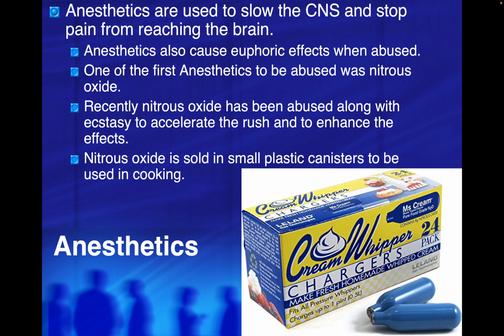Anesthetics are used to slow the central nervous system and stop pain from reaching the brain. Anesthetics also cause euphoric effects when abused. One of the first anesthetics to be abused was nitrous oxide. Recently, nitrous oxide has been abused along with ecstasy to accelerate the rush and to enhance the effects. Nitrous oxide is sold in small plastic containers, canisters to be used in cooking. And there you go. That's what it looks like.